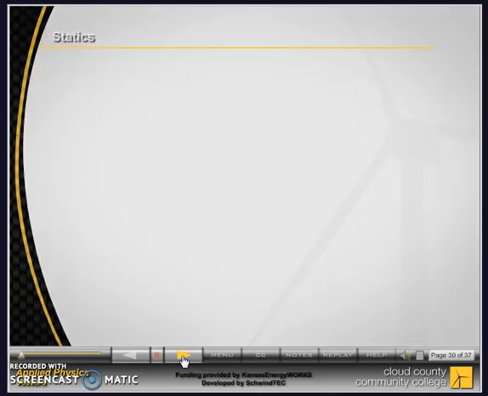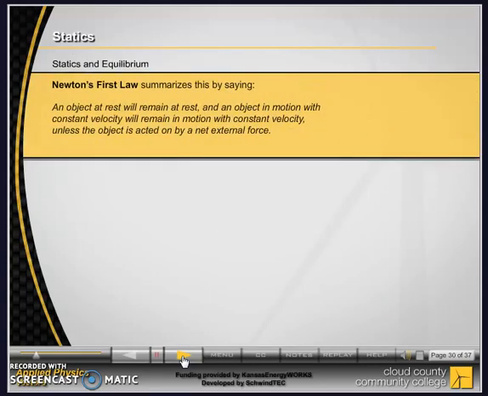The main ideas between the theories of Newton's first, second, and third laws have been introduced. Now it is time to give an overview of these laws. Newton's first law summarizes this by saying an object at rest will remain at rest, and an object in motion with constant velocity will remain in motion with constant velocity, unless the object is acted on by a net external force. The study of objects with zero acceleration is called statics.